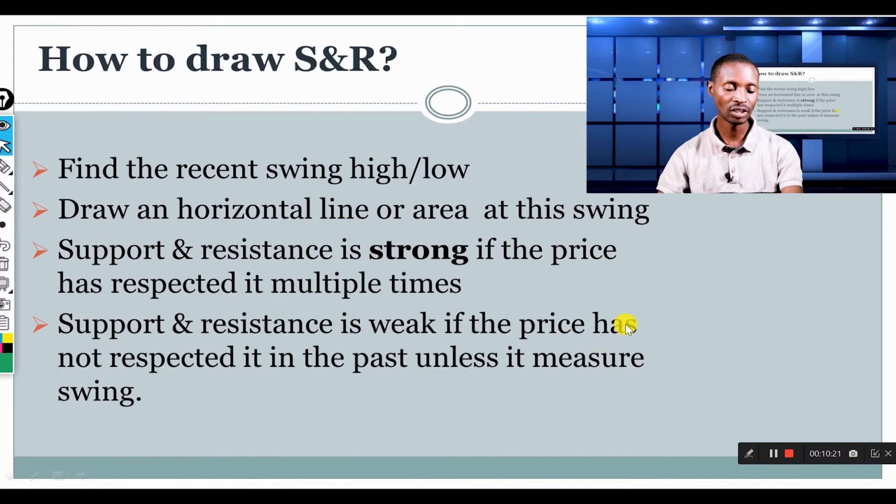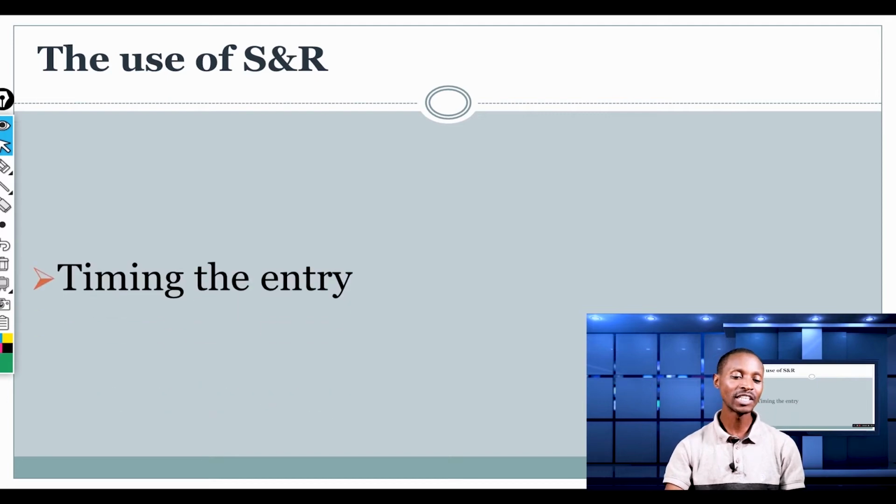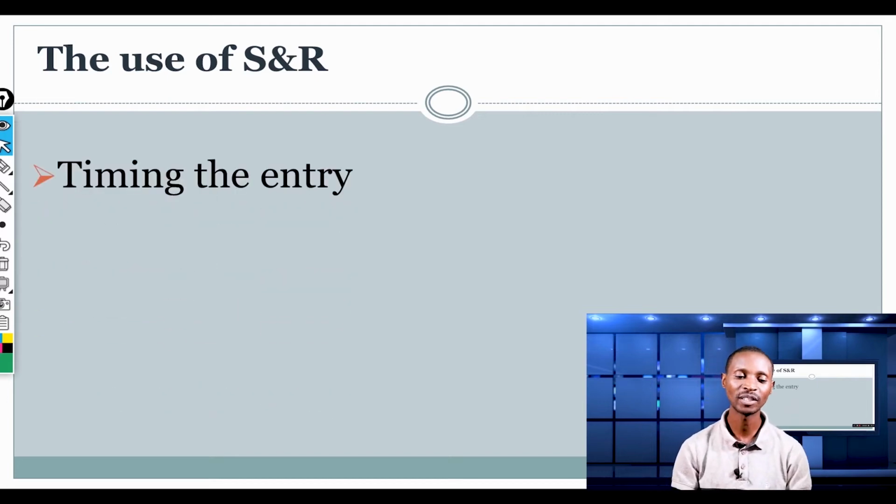What is the use of support and resistance? Why do we need to teach them? As I said in the introduction, support and resistance are universal tools which are mostly used by technical traders. And one of the things support and resistance will help us to do is to time our entry. Let me explain.